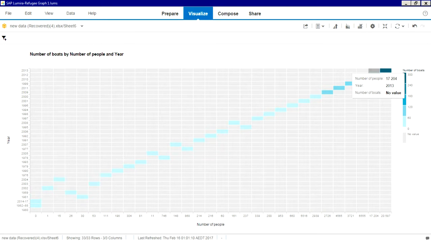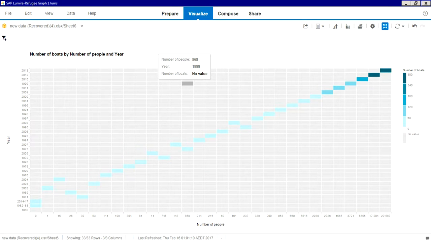Here you will see the most boats came in 2013, and 20,587 people came on unauthorized boats. They don't have any track records because they had problems in their countries. Similarly, in 2012, 278 boats came and 17,204 people came. This graph shows an increase from 1980 to 2013, and in 2014 there are no boats till now.